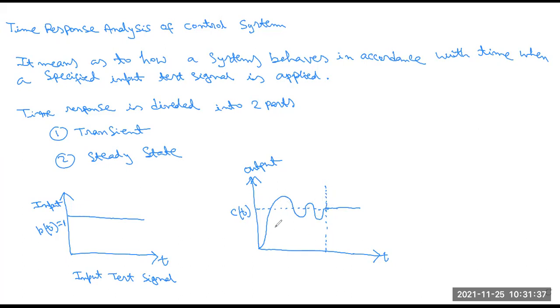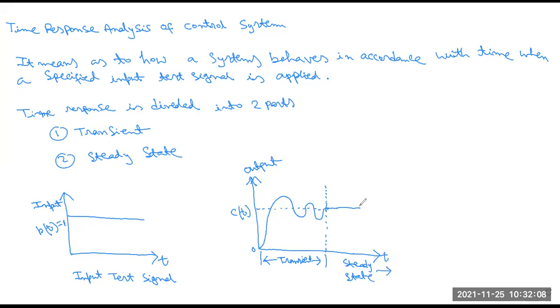First one, this part, that is zero, the starting point. So from this part to this part is called the transient response. This is the transient part, and after this point, this is called the steady state.